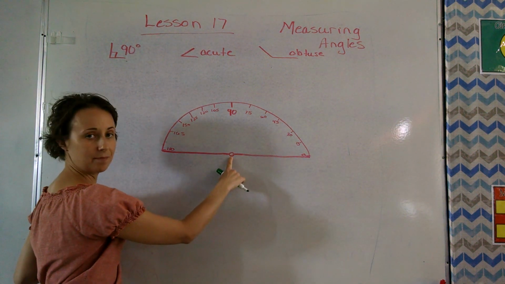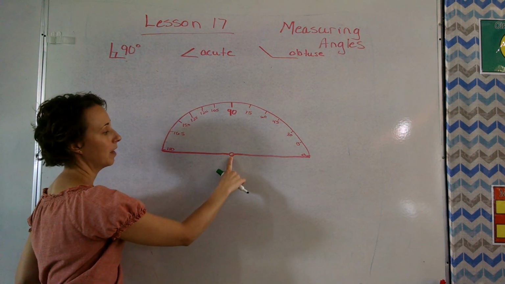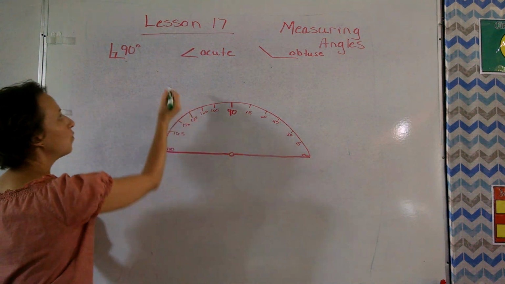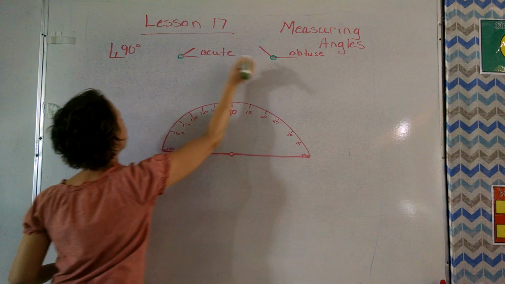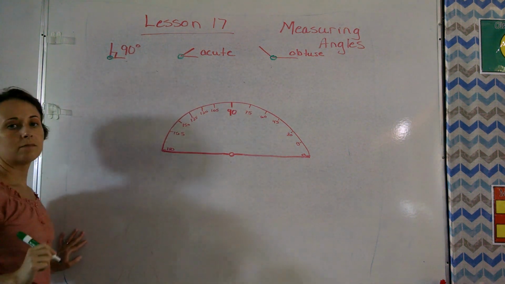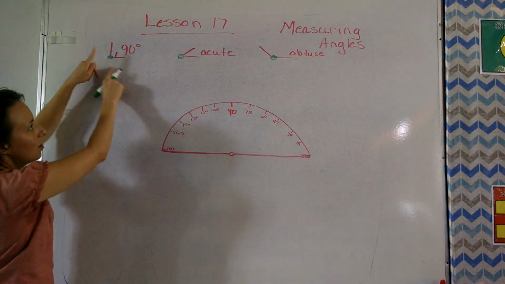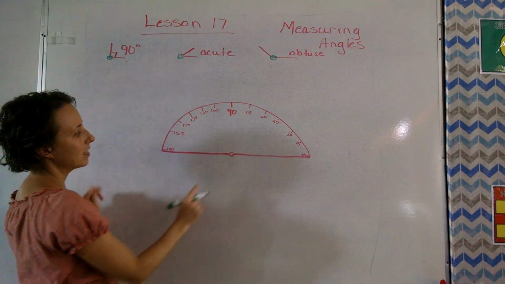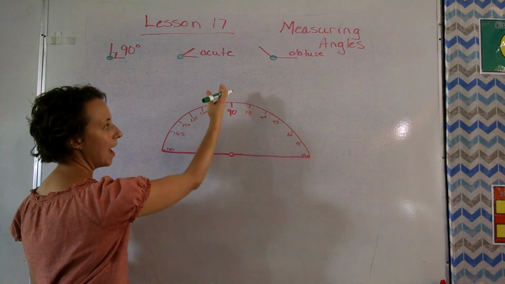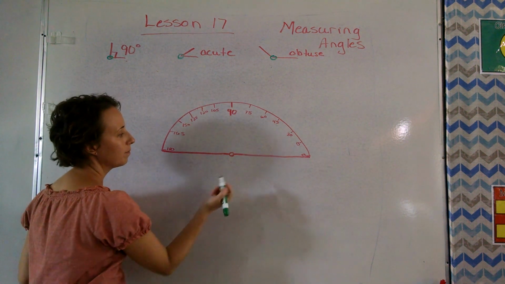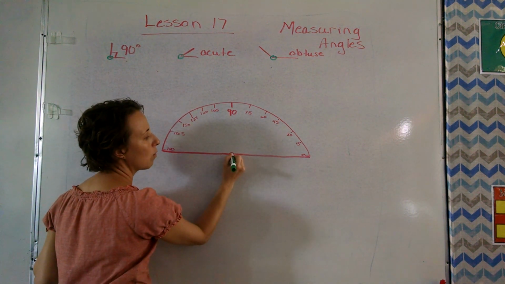This middle dot is really important. This middle dot is for the point of the angle. See this point right here? Where the 2 rays come together? That middle point lines up right on this dot. So if I had an angle underneath that I was measuring, the point of the angle would be right there.